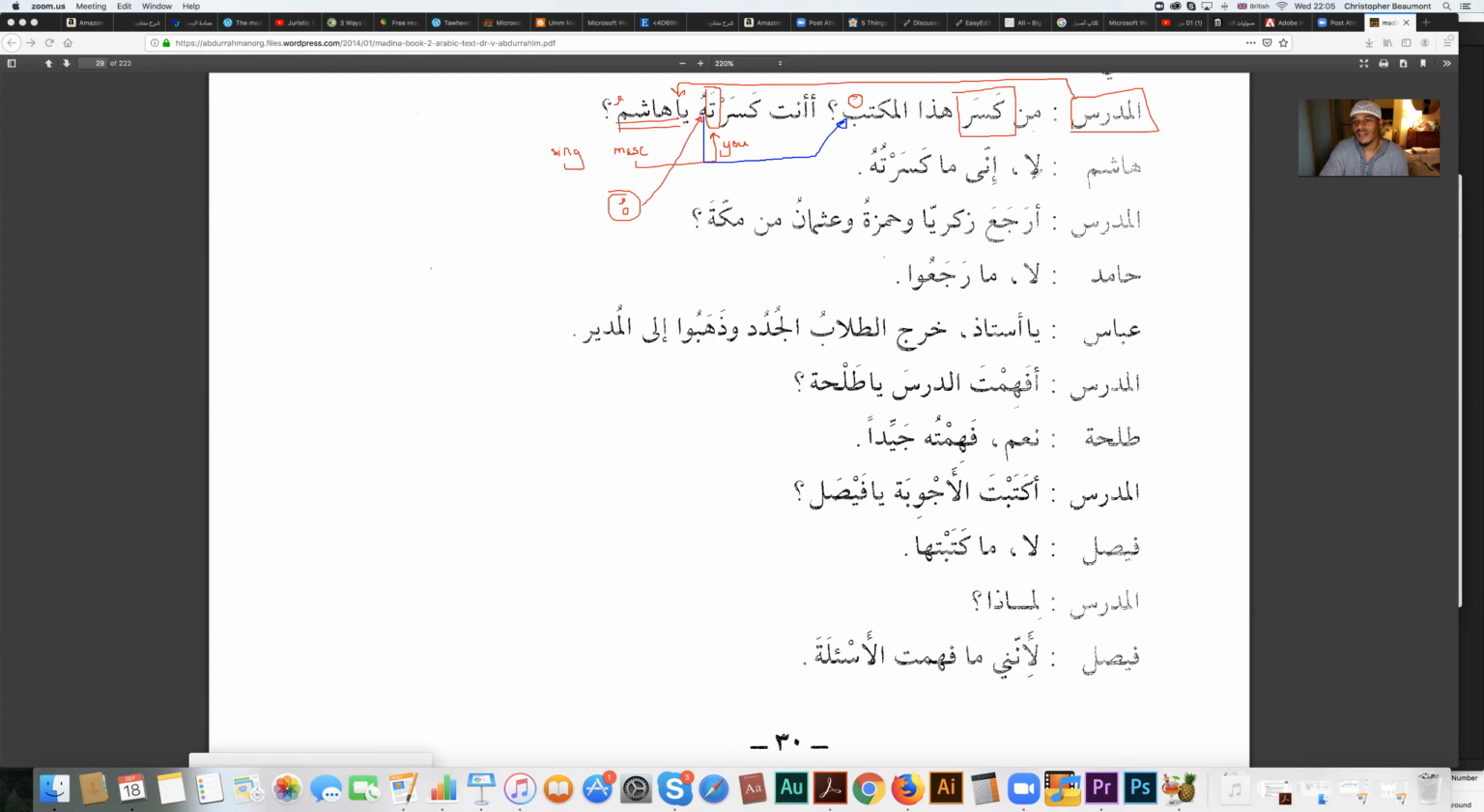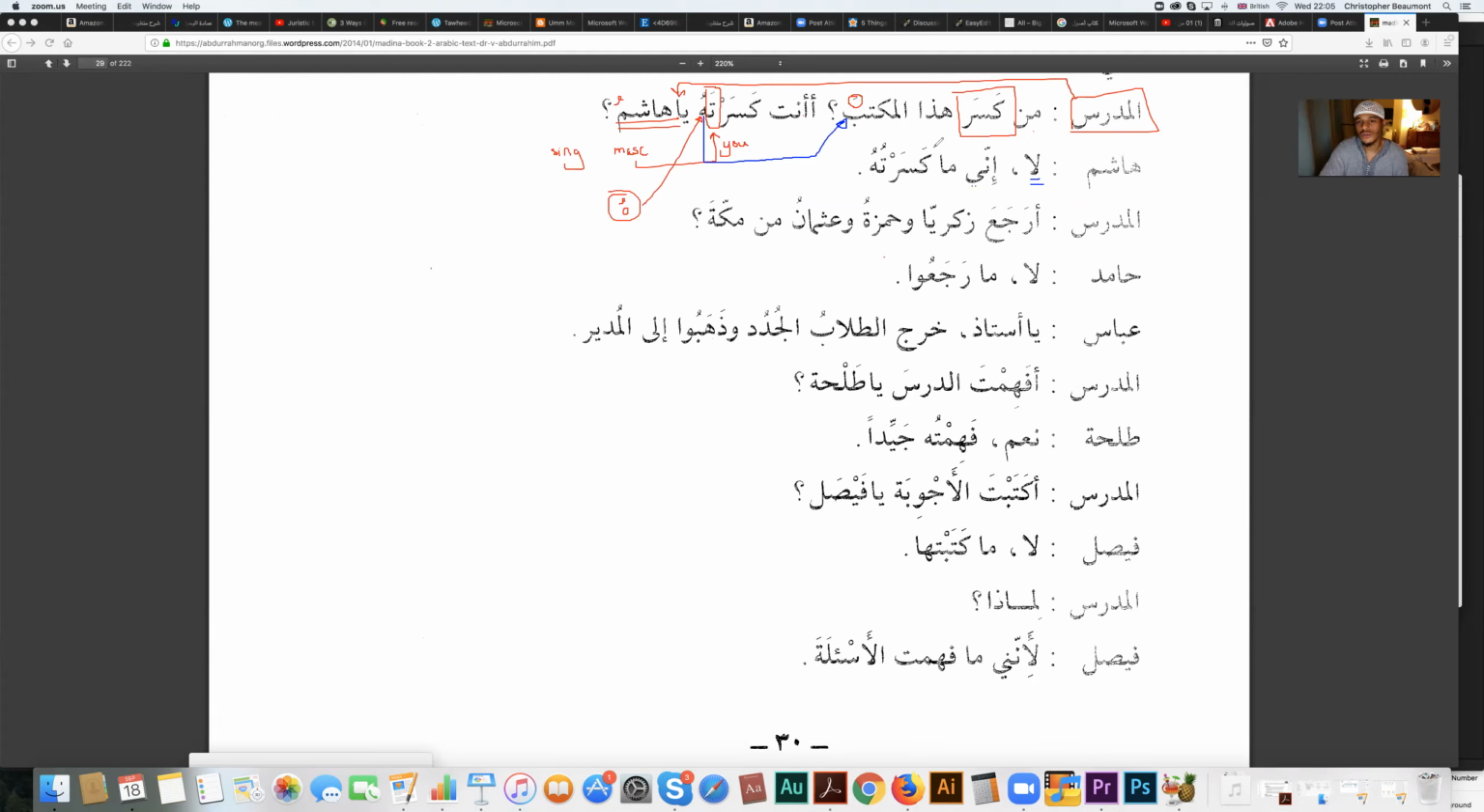Then Hashim says la, i.e. la ma kasartuhu, meaning I didn't break it. Innī ma kasartuhu. Here, innī is a combination of inna and ana, becomes innī, or you can say innanī, translated as indeed I.